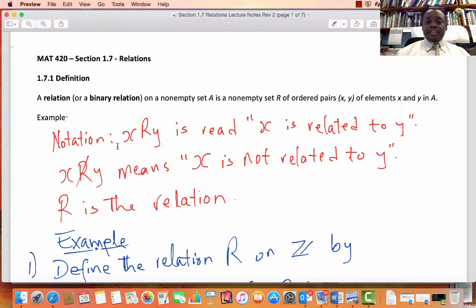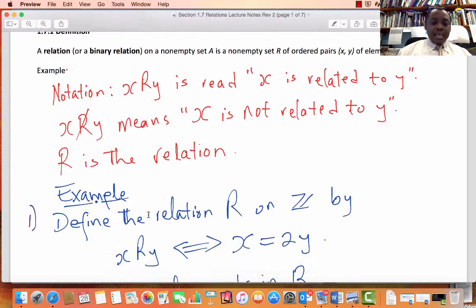Notation-wise, we would say that xRy is read x is related to y, and the negated notation would mean that x is not related to y. R is the notation we would use to represent a relation.